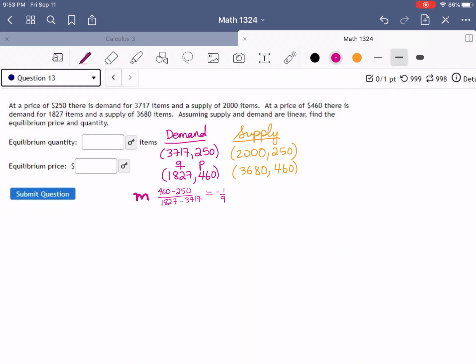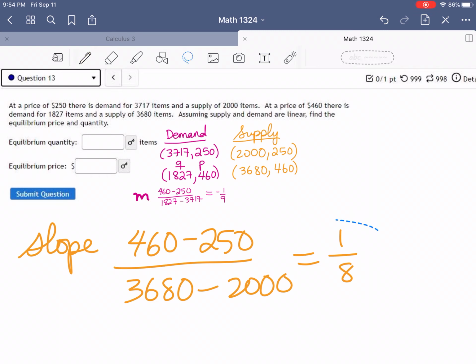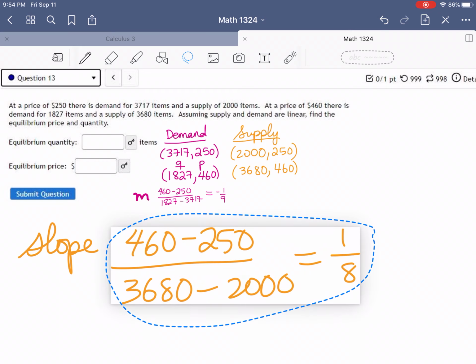So that is the slope. Now we want to do the slope for supply. For the slope for supply, we do similarly 460 minus 250, this time over 3680 minus 2000, and we work that out, and we get 1/8. Okie dokie. Let's just shrink that bit down.